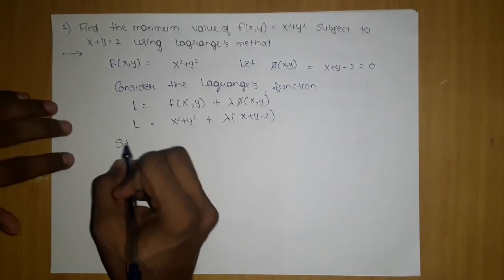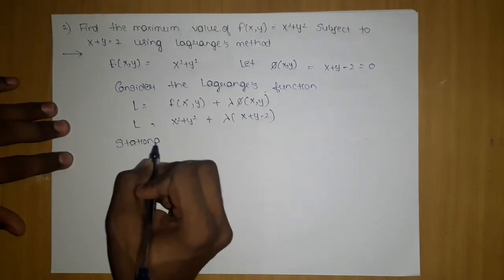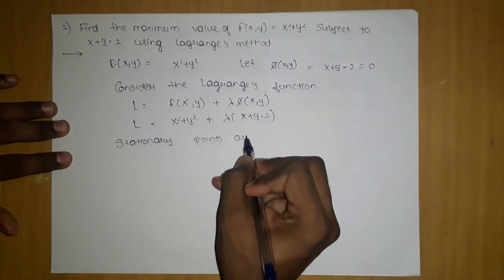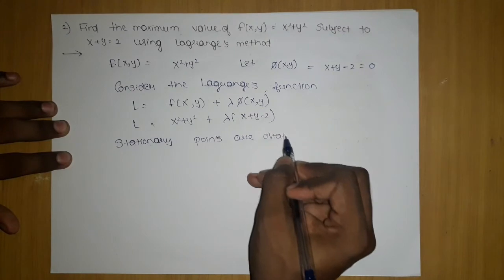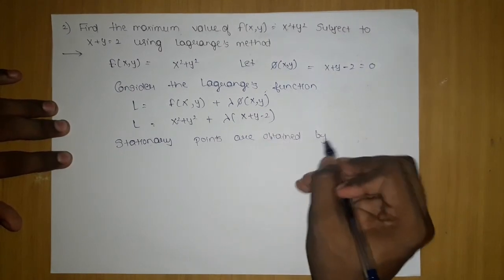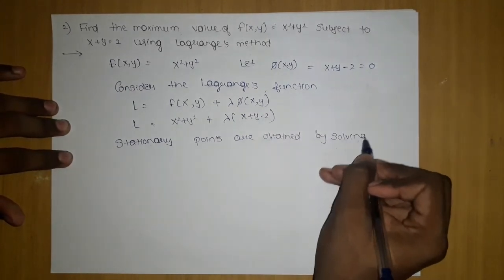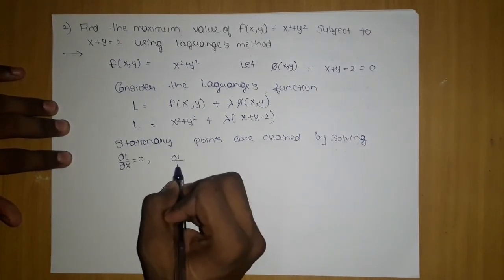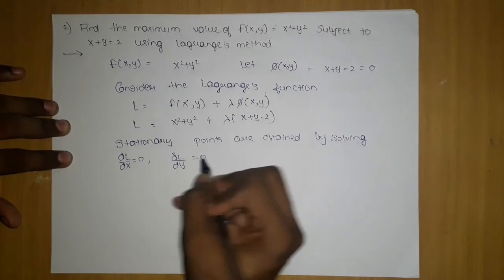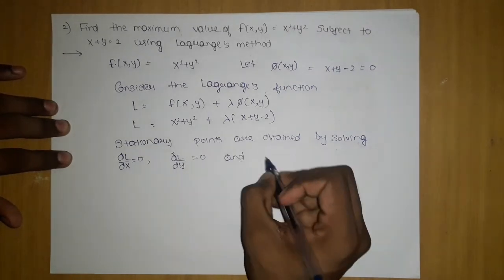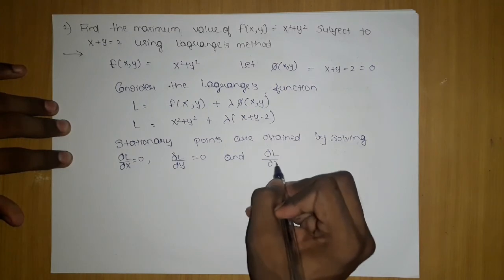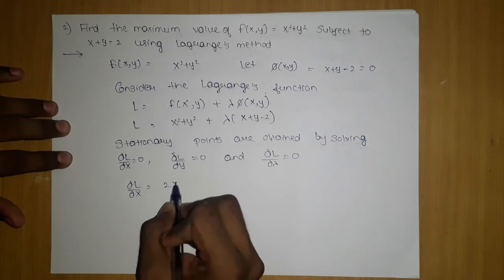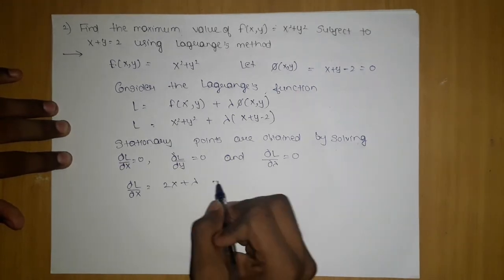Now stationary points are obtained by solving dou L by dou x equals 0, dou L by dou y equals 0, and here z is not involved, so I am not going to take z, and dou L by dou lambda equals 0. Consider this one. Dou L by dou x is nothing but 2x plus lambda, which should be equal to 0.